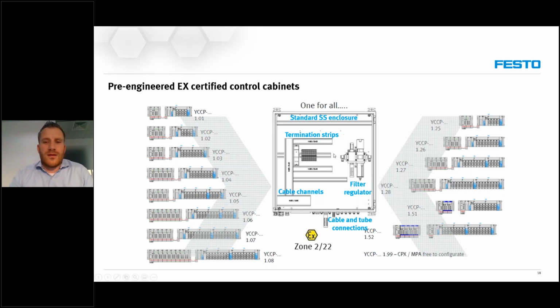So as you can see here, we have this control cabinet with certain slots which are still empty, and depending on the requirements for the number of digital inputs and the outputs, we only need to select the control valve terminal with the inputs and the pneumatic solenoid valves and mount them directly in the cabinet, and then our cabinets are ready to be quoted, and we can save a lot of time in the manufacturing of them.